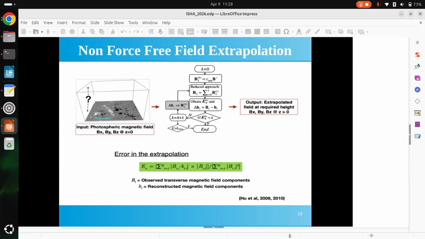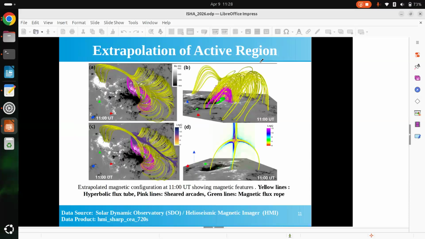In order to investigate the onset mechanism of the flare and the associated QPP, we have performed a sequence of non-force-free field extrapolations using the vector magnetogram, and we construct the initial magnetic topology. As you will see in panel A, we have 3 different colored field lines: yellow, green, and pink. The green field lines are inferred as the magnetic flux rope.